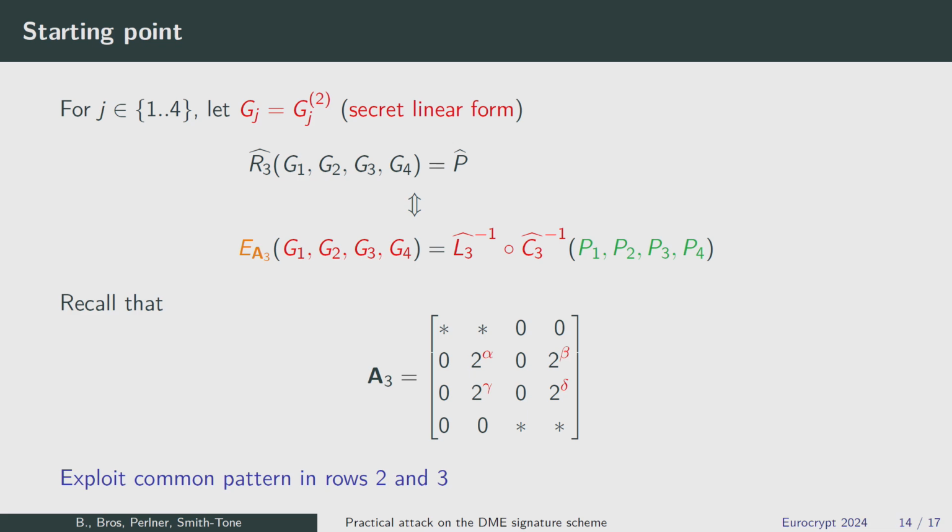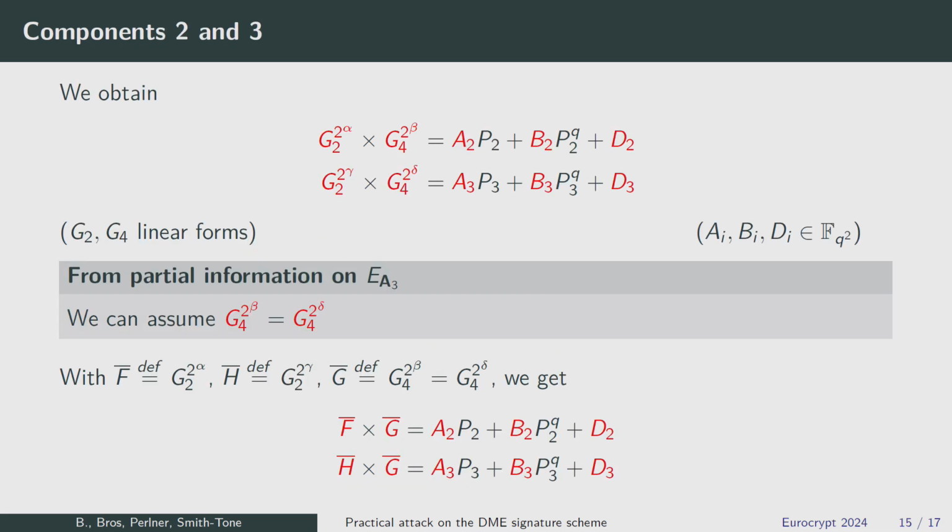So more precisely, I will exploit the fact that in the second and the third row, the non-zero coefficients appear at the same column. And I recall, focusing on these 2 rows in my matrix is the same thing as focusing on the second and the third component in my equality. So by doing so, I get these 2 equations. On the left, I have a product of 2 secret linear forms. And on the right, I have replaced the unknown polynomials by introducing their secret coefficients. So here, AI, BI, and DI are just scalars.